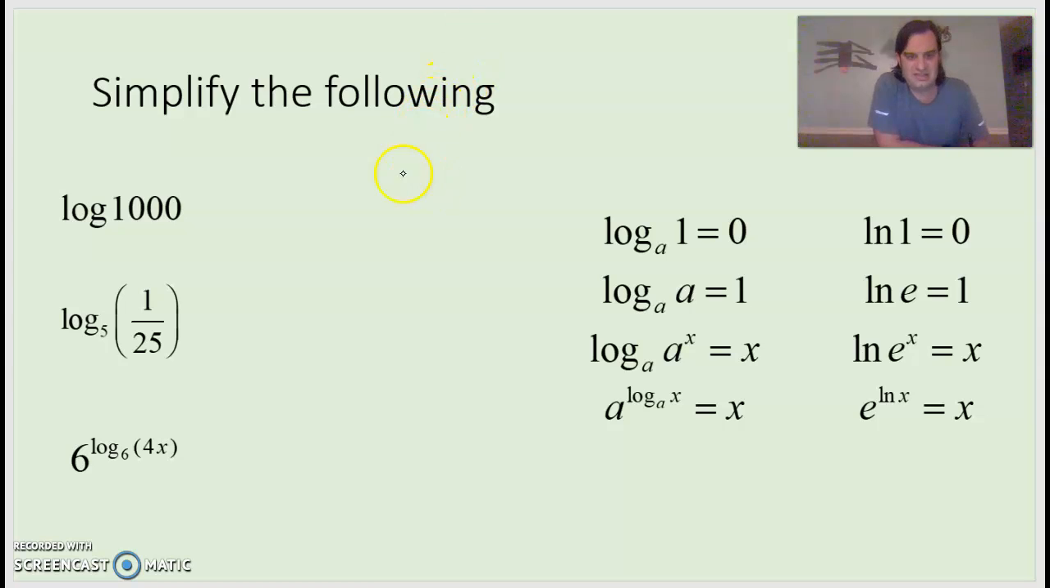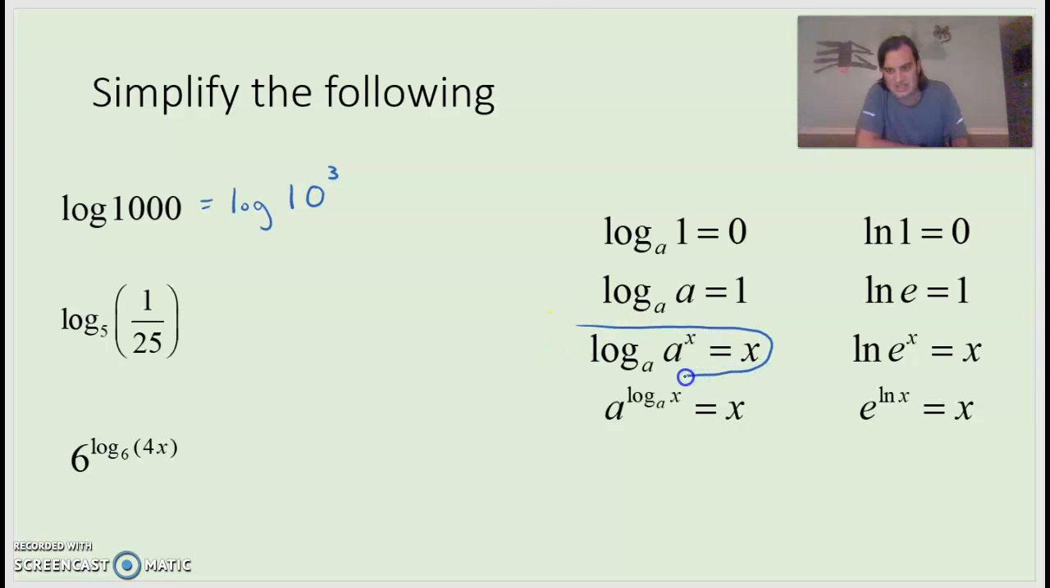All right, so the next set I have here is a little bit more complicated. They don't start off in perfect form. So I've got log of 1,000. I'm going to rewrite that as log. It's understood to be base 10, so I'm going to write it as log of 10 to the third. And then when I do that, I can look over here and see that it fits the log base a of a to the x. So this thing is going to be 3 because that's the exponent that came out of it.